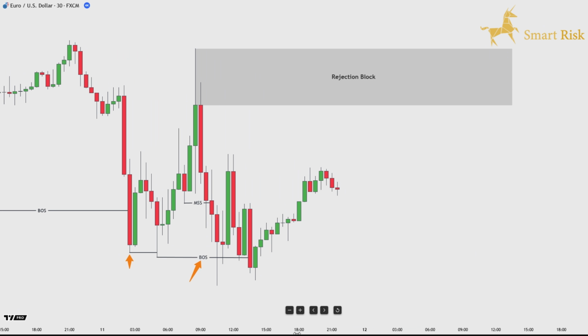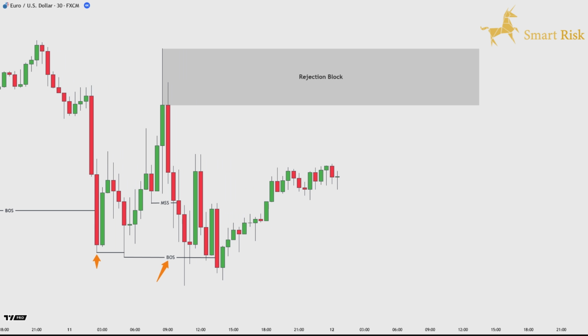So we have a valid bearish rejection block with strong potential to reverse the price, making it a perfect selling opportunity. Our next step is to wait for the price to tap into this rejection block.